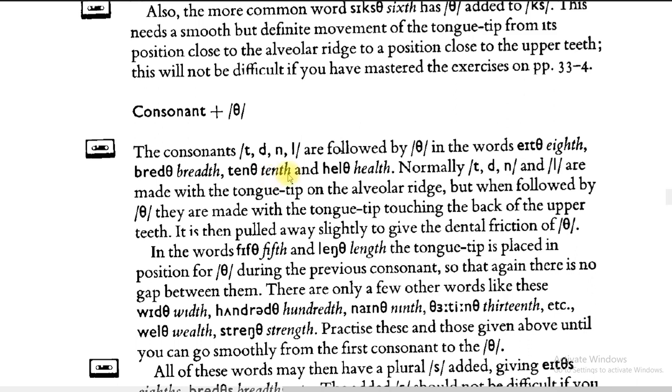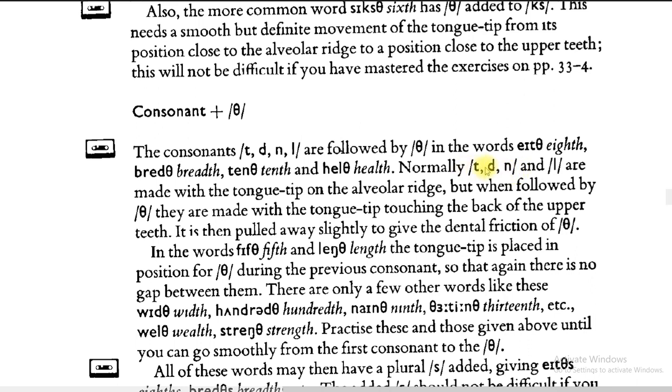You can notice that the place of articulation for these sounds that appear before this th sound would change. Their place of articulation will change. We know that normally the t, d, n, and l sounds are produced, they share the place of articulation, which is the tip of the tongue touching the alveolar ridge, even if the size of the tongue could be different.